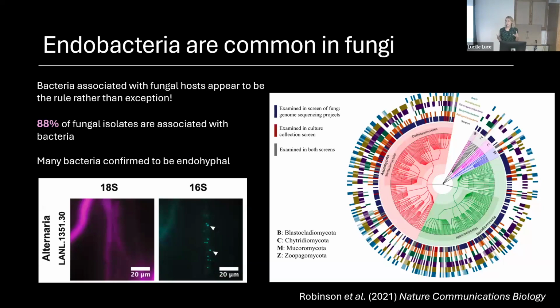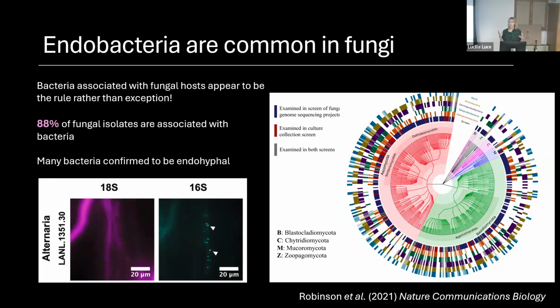Now, besides being just really super cool to study from the point of view of symbiosis research, endobacteria are actually common in fungi. And they might even be more common than we originally thought when we started working on bacterial endosymbionts of fungi. There was this relatively recent study from Robinson and colleagues who did a large-scale screen of hundreds of fungal isolates to see if they're associated with bacteria. They looked at culture collection isolates, and they also looked at existing fungal genome sequencing projects, and they found that 88% of the fungal isolates they looked at were associated with some kind of bacteria.